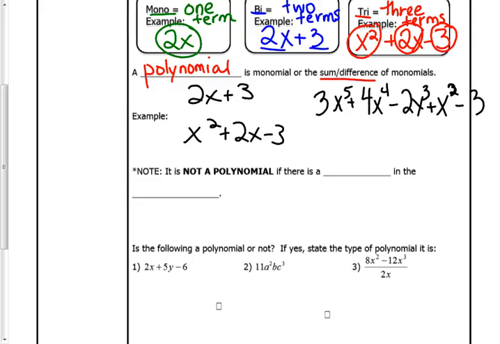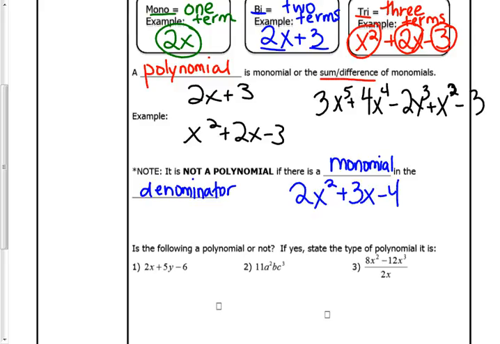All right, note, it is not a polynomial if there is a monomial, meaning one term, in the denominator. Okay, so if we had something like 2x squared plus 3x minus 4, and we saw this type of expression with a 2x on the bottom, there is a monomial here in my denominator, so this would not be considered a polynomial.